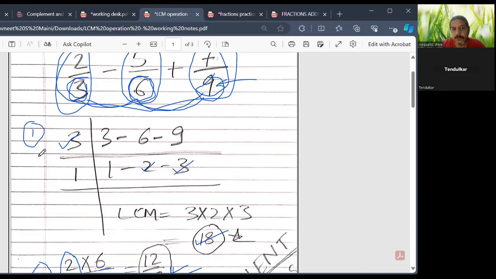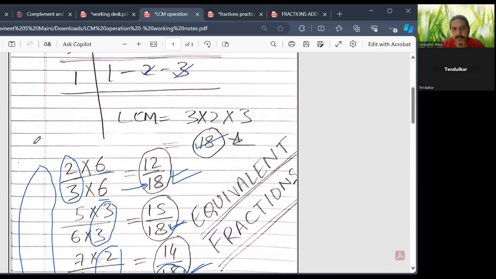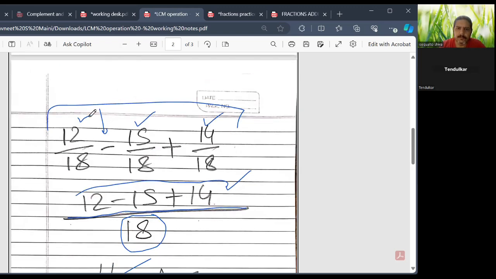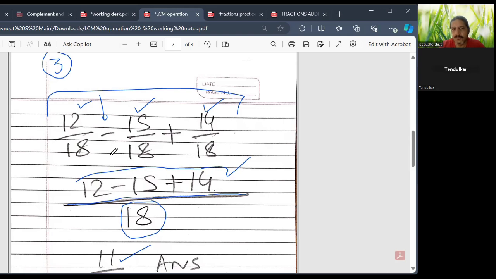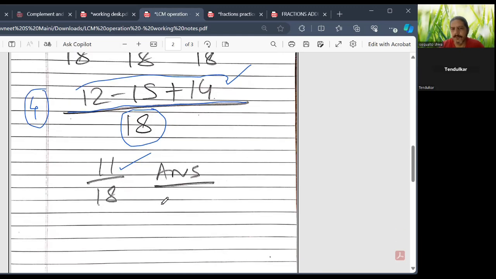So the first step is to take the LCM of the denominators. The second is to make equivalent fractions. Equivalent fraction implies that the denominator should be equal to the LCM of the denominators. And then the last step is the simplest step. In this case we have 3 equivalent fractions, and then it is just a matter of doing the integer addition and subtraction, and finally you'll have an answer.